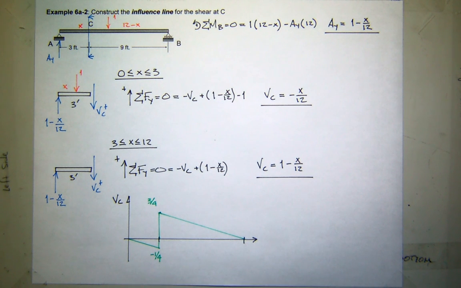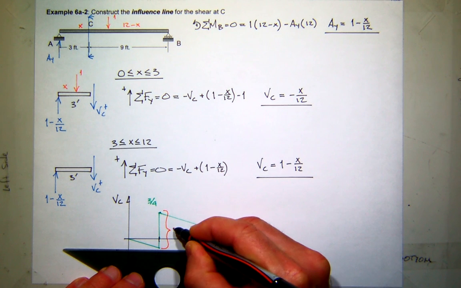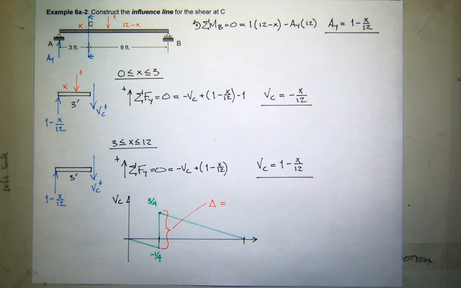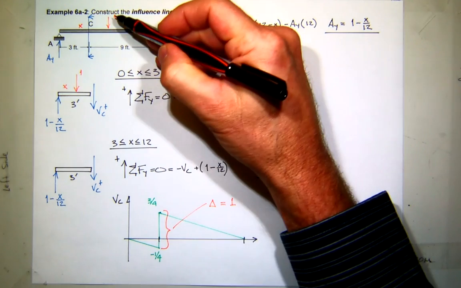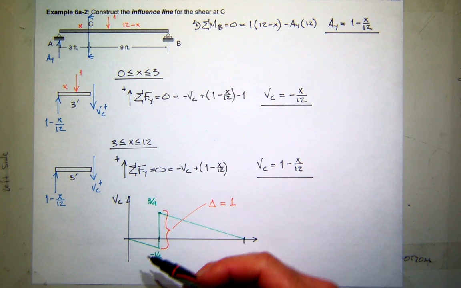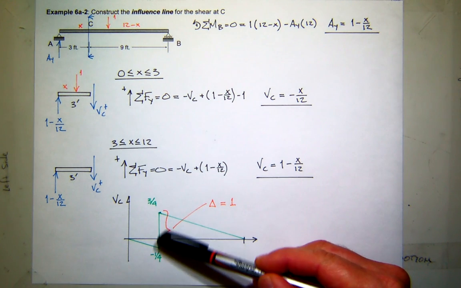The other thing I want you to notice, and this is one time where I will allow you to think about a shear force and bending moment diagram. This is the only time. I want you to look at this particular change. What is that change there equal to? 1. What's the value of my force? 1. Is this a characteristic of a shear influence line as you go from the left to the right? Yes. They'll always have a change of 1.